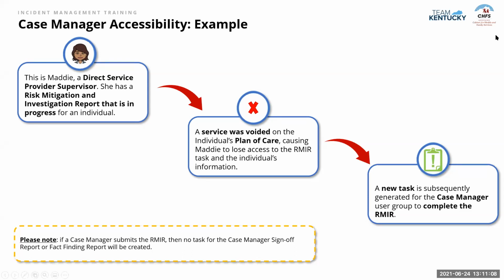In the meantime, a service was voided on that individual's plan of care. And Maddie actually ended up losing access to that risk mitigation and investigation report task and the individual's information. So Maddie is no longer able to complete her task because she's lost access. So when this occurs, Maddie's existing task is closed out and a new task is created for the case manager user group to complete that risk mitigation and investigation report. So again, this is just a way to make sure that we're able to complete any tasks that were in progress in this particular situation.